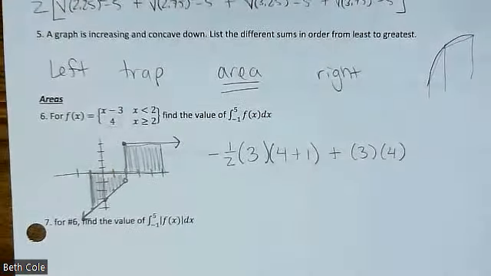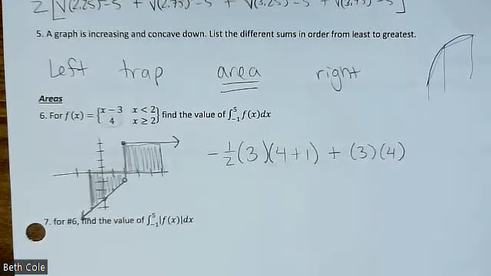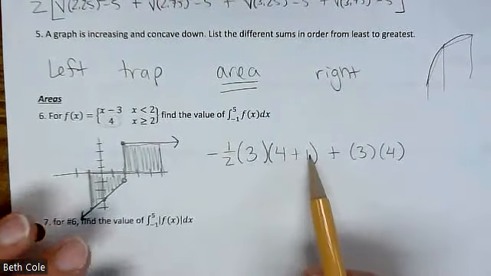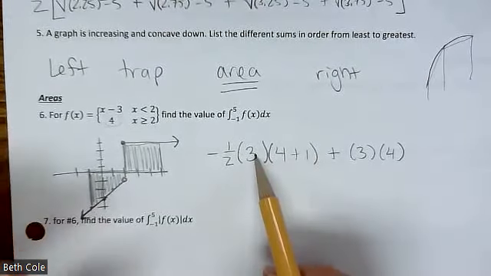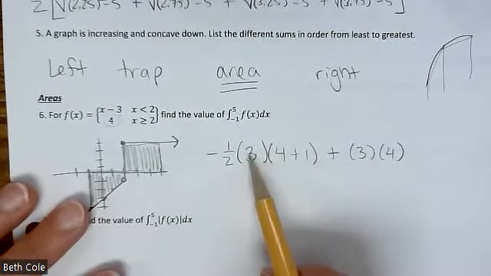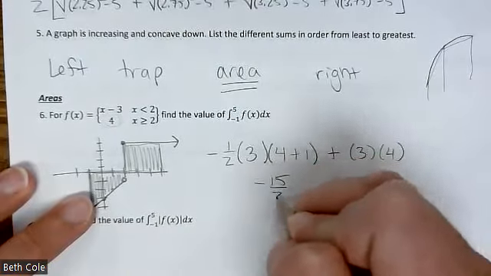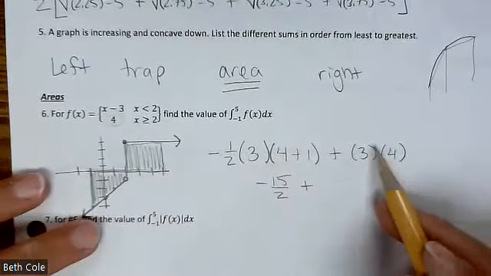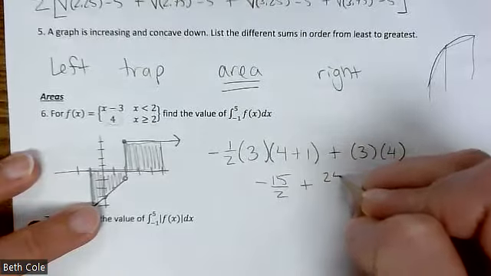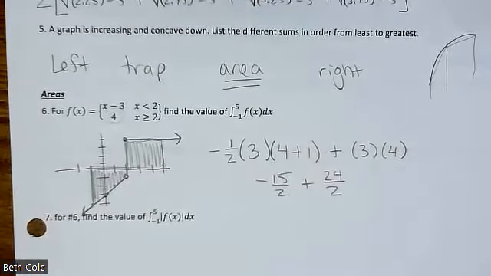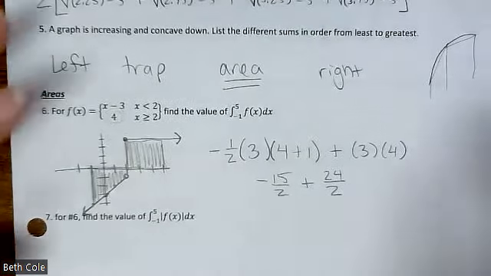You can't leave it like that though, because it's multiple choice and your answer choices won't look like that. You have to actually sort your way through it. So let's see. 4 plus 1, 5 times 3, 15. So this is -15 halves plus 12 would be 24 halves. And so what is that? 9 halves.